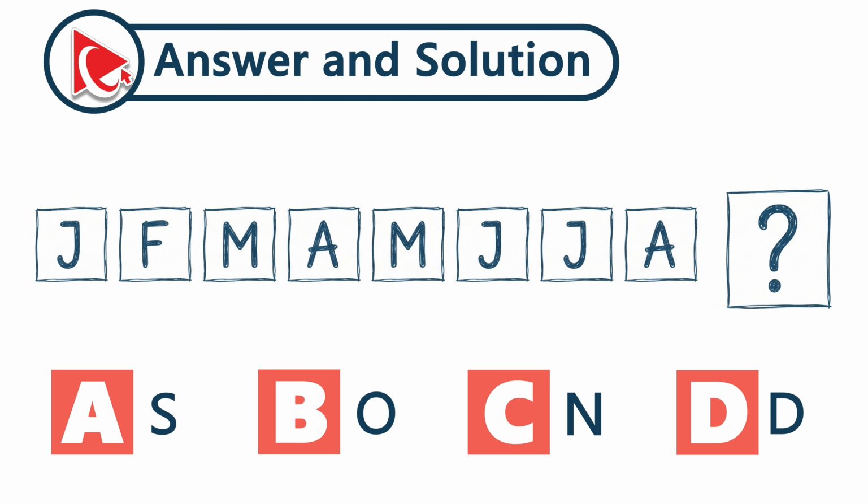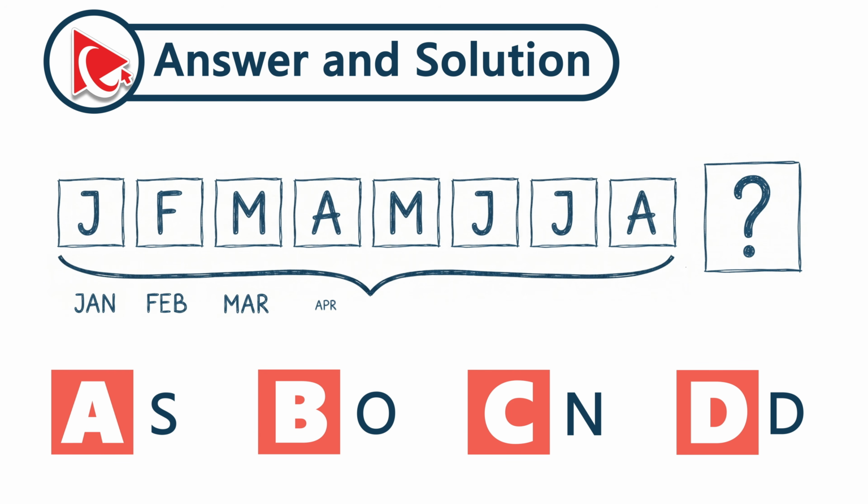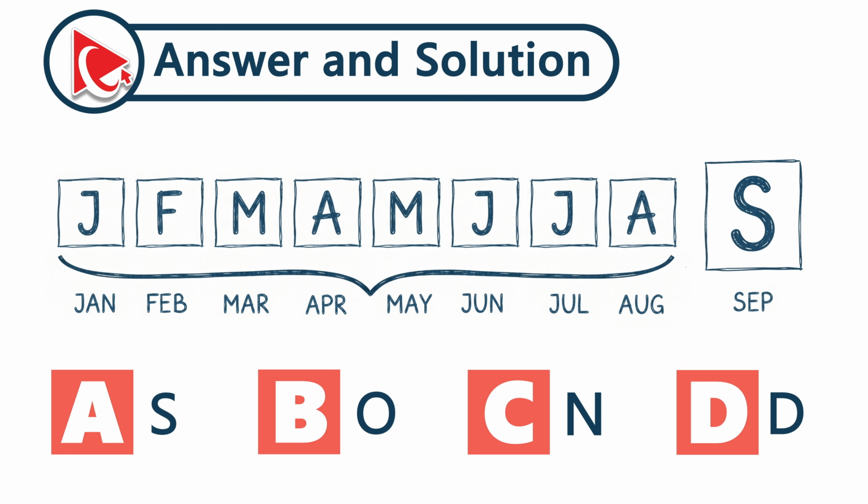Did you figure it out? The pattern here is so simple. January, February, March, April, May, June, July, August, and then comes September. And the next letter is the first letter of September, which is S. And the correct answer here is choice A, S.